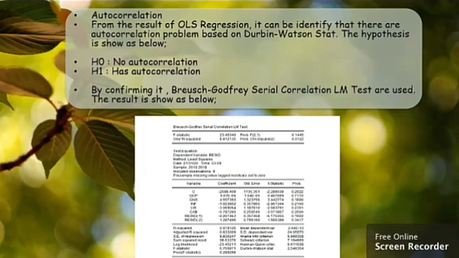The result of Breusch-Godfrey shows that the p-value is 0.289, which means that it is more than the significance level of 0.05 by 2 lags. Therefore, we do not reject the null hypothesis, and the result confirms that there is no autocorrelation problem for the 5 variables that I have chosen.